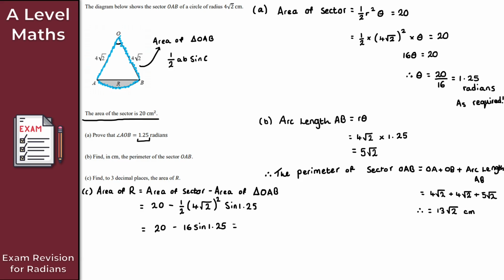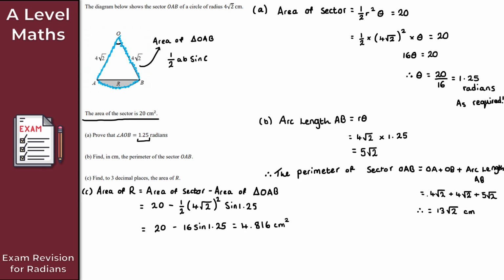All you need to do here is put this into your calculator. Just ensure that your calculator is in radians mode as opposed to degrees mode. If you do this all correctly, what you should get to 3 decimal places is 4.816, and clearly the units would be centimeters squared. And there we have it. That gives us the solution to part C.